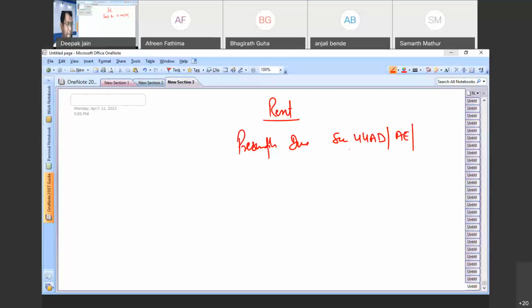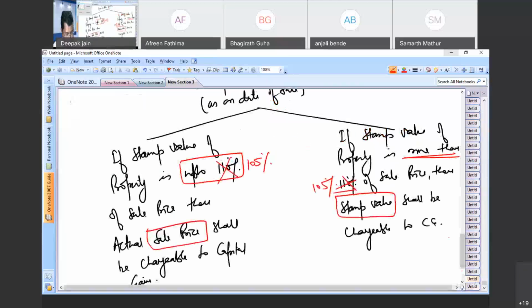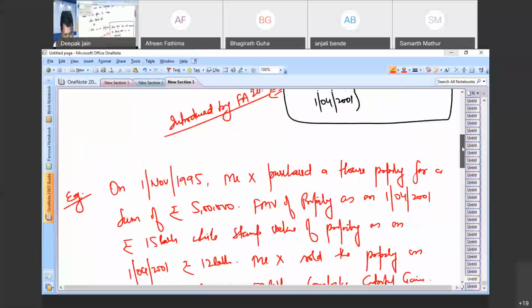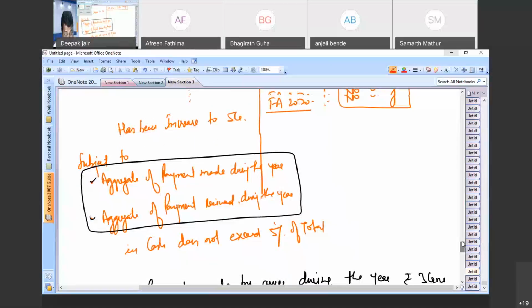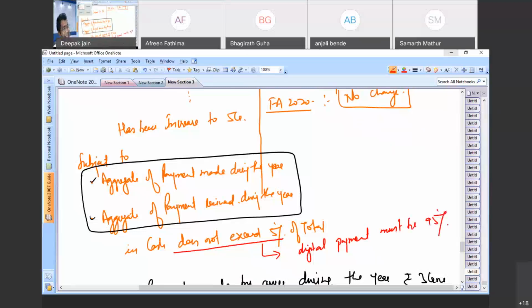Sir, one last question. Is there any amendment regarding 95% of digital transactions, meaning the aggregate of transactions? In case of audit, digital transactions should be 95% or more. Listen carefully: cash does not exceed 5%. What does it mean? Digital payment must be 95%. I am talking about other than digital payment. Okay, sir, it is the same thing.